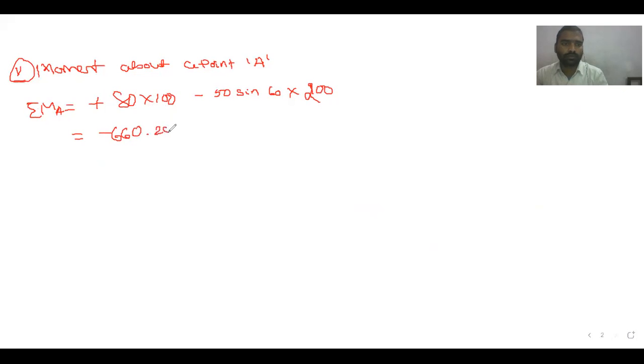Kilonewton millimeter. Okay, the forces are in kilonewton and the distance is in mm. So the answer is in kilonewton millimeter. This is the moment about a point A.